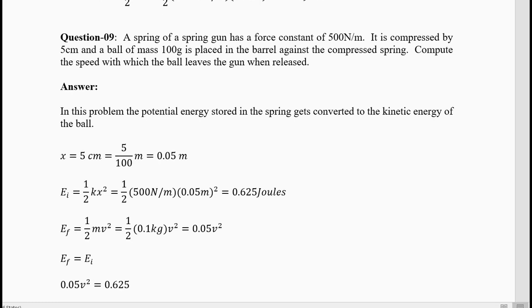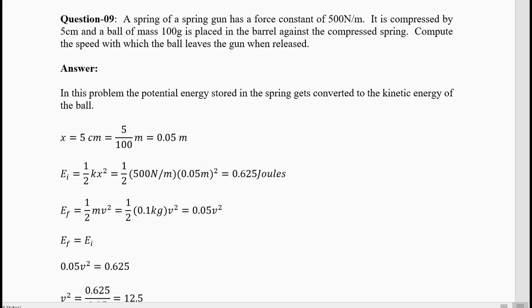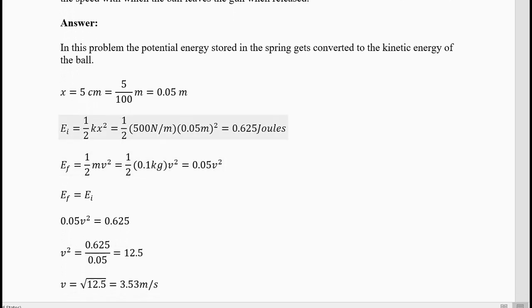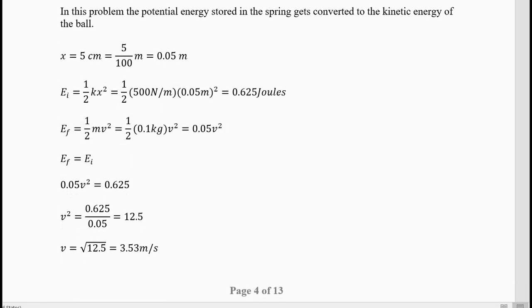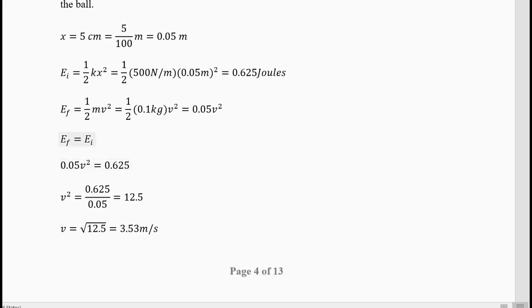Now the initial energy is potential energy, which is half kx square. E initial is half kx square. E final is half mv square, where m is given, v we have to calculate, and k and x are given. Now let's start the calculation. Initial energy equals final energy. Final energy equals initial energy.